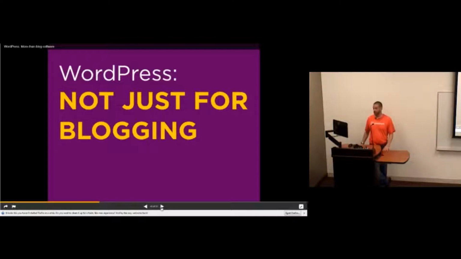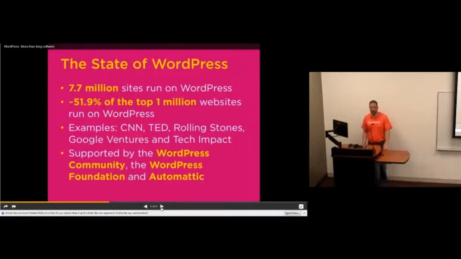It really is for more than just blogging. And here are some really interesting stats from about a month ago. 7.7 million websites run on WordPress. That's a lot of websites. Just over half of the top 1 million, the busiest websites, run on WordPress. You can see the different types of sites that run it: CNN, TED, Rolling Stone. Even Google doesn't use Blogger. Google Ventures runs on WordPress, which is kind of funny.